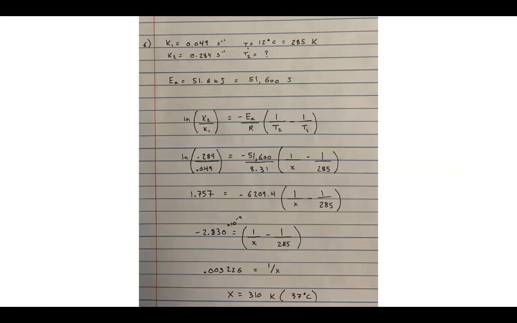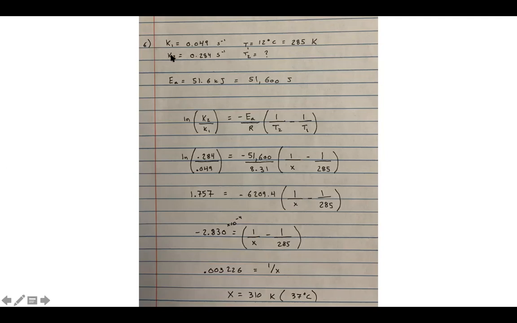So I'm going to start out by writing all the known information because there was quite a bit. K1, I'm going to represent with the 12 degrees Celsius information. So K1 is my rate constant associated with that temperature, 0.049 seconds to the negative first. My temperature for that, again, is 12 degrees Celsius, but we don't care about it in Celsius. We have to convert it to Kelvin to eventually plug it into our equation. So 12 degrees Celsius is 285 Kelvin.